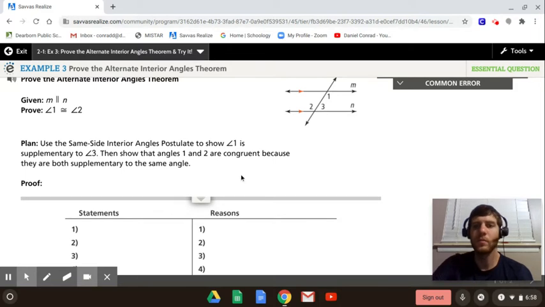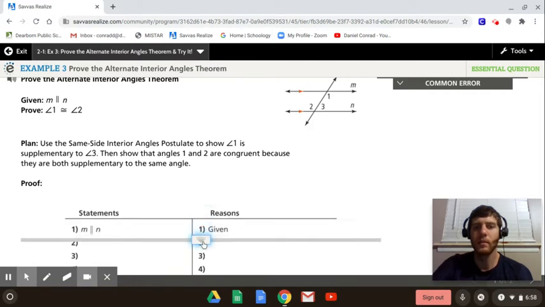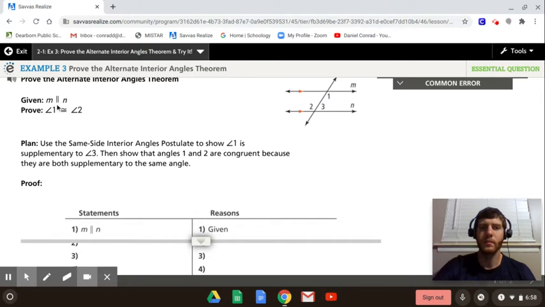First step of any proof is what's given. So we're going to write our given, M is parallel to N. That's going to be step 1. This is the parallel symbol, the 2 lines right next to each other. So M is parallel to N. That's also indicated in the diagram with these little orange arrows.